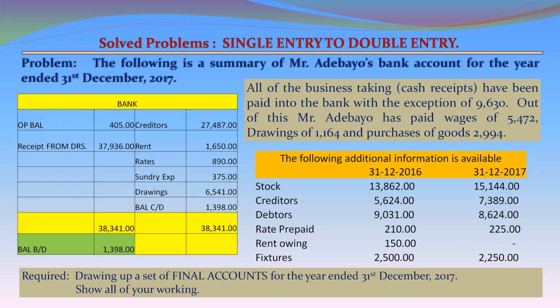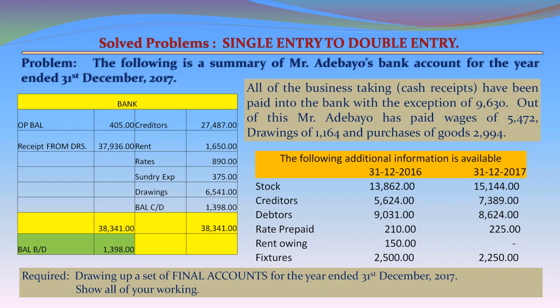The following additional information is available as on 31st December 2016 and as on 31st December 2017. Stock 13,862, 15,144. Creditors 5,624, 7,389. Debtors 9,031, 8,624. Rates prepaid 210, 225. Rent owing 150 and nil as on 31st December 2017. Fixtures 2,500 and fixtures as on 31st December 2017 is 2,250.